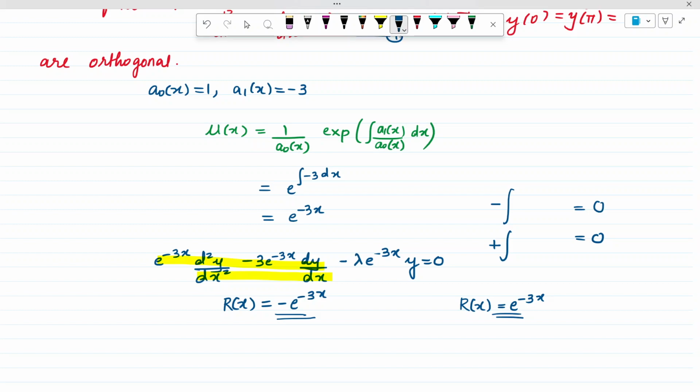The question did not ask you to find the eigenvalues or eigenfunctions. It just asked you to find the weight function. Of course, they can ask you to verify. If they ask you to verify, you will have to find the eigenvalues and the eigenfunctions. Is this fine with all of you? Any difficulties here? Yes, ma'am.